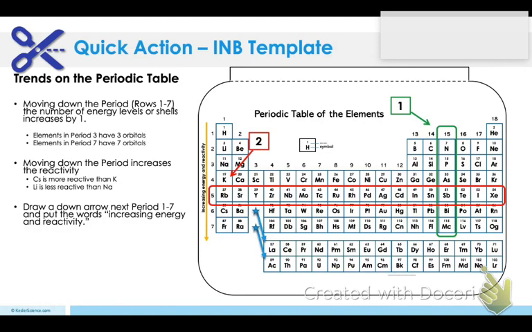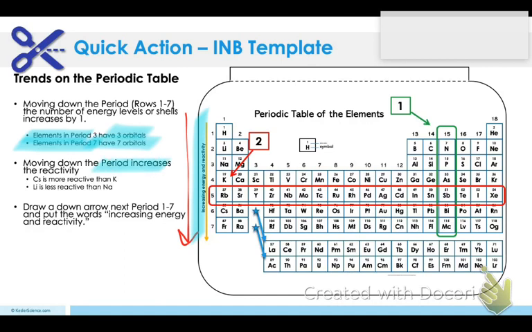All right, moving down the period, so rows 1 through 7, this is the stuff I told you to write down. Increasing energy and reactivity. Moving down the period, rows 1 through 7, the number of energy levels or shells increases by 1. So elements in period 3 have 3 orbitals. Elements in period 7 have 7 orbitals. So make sure you write that down.